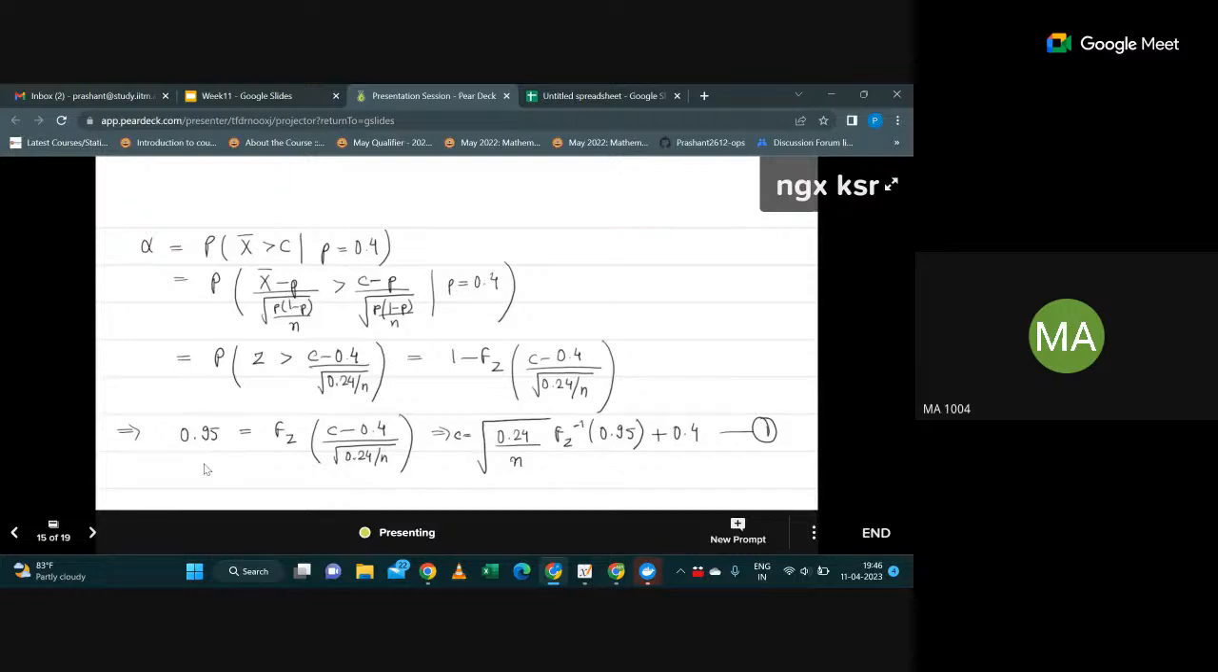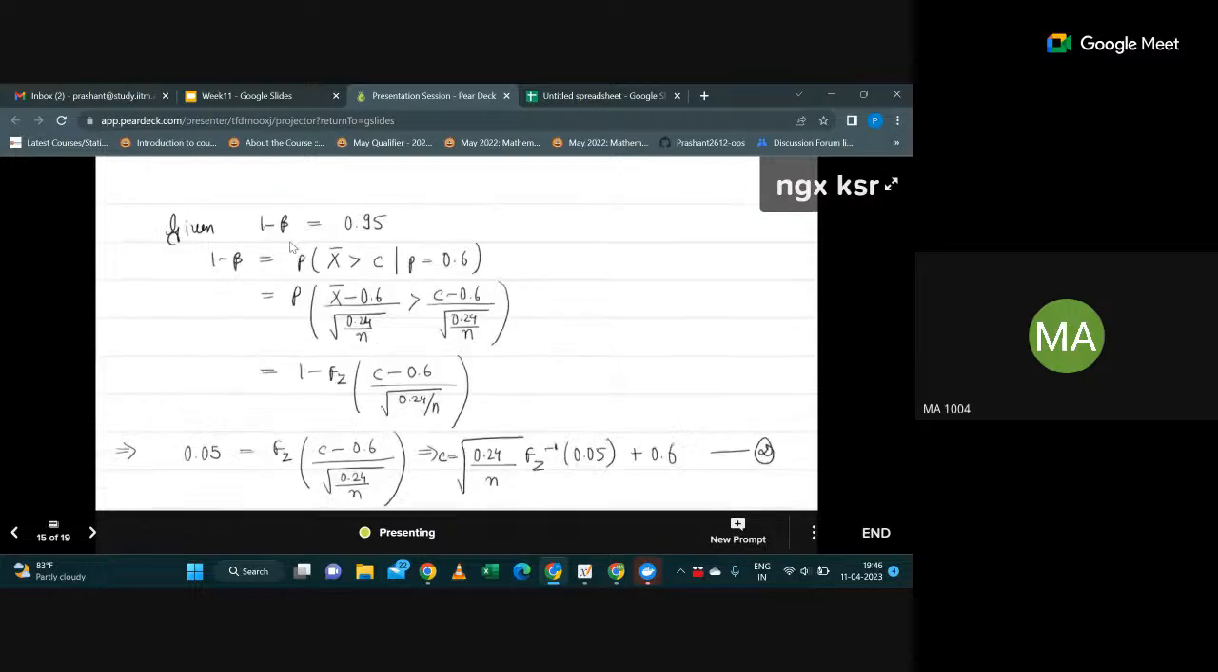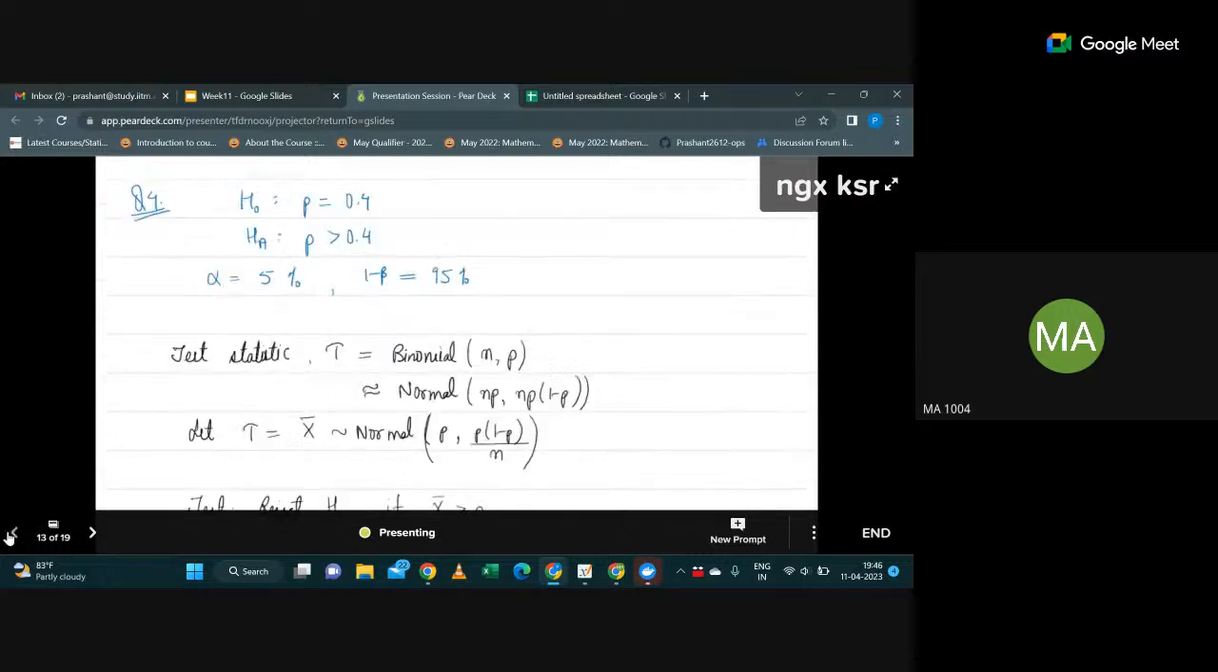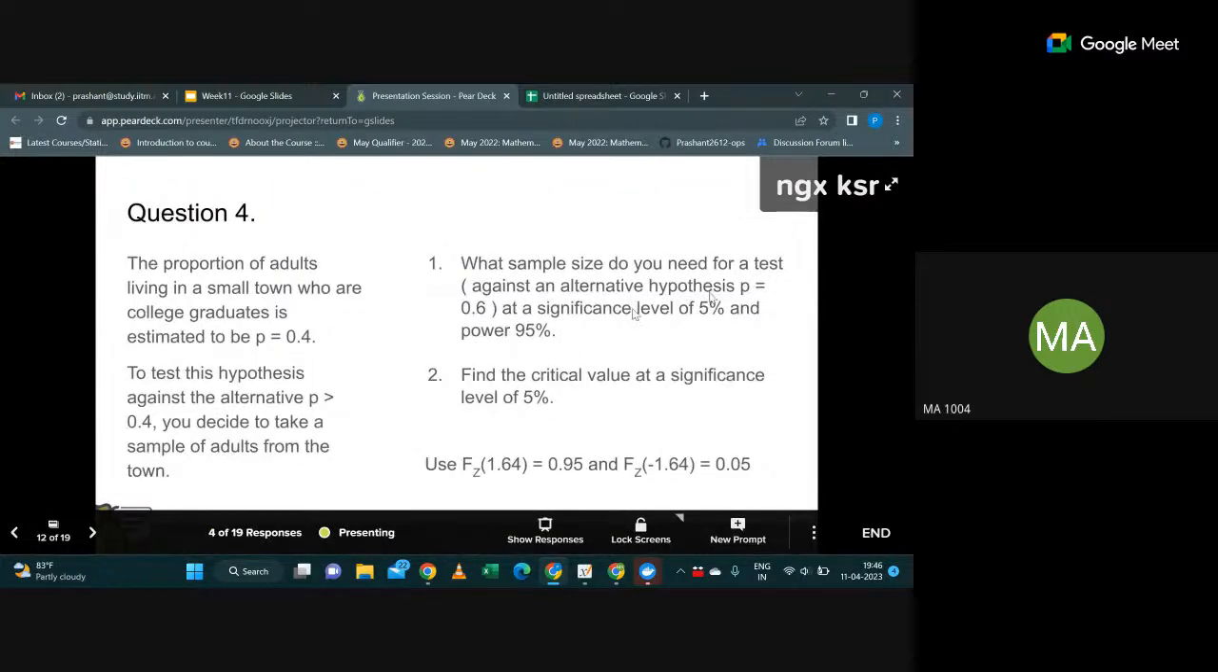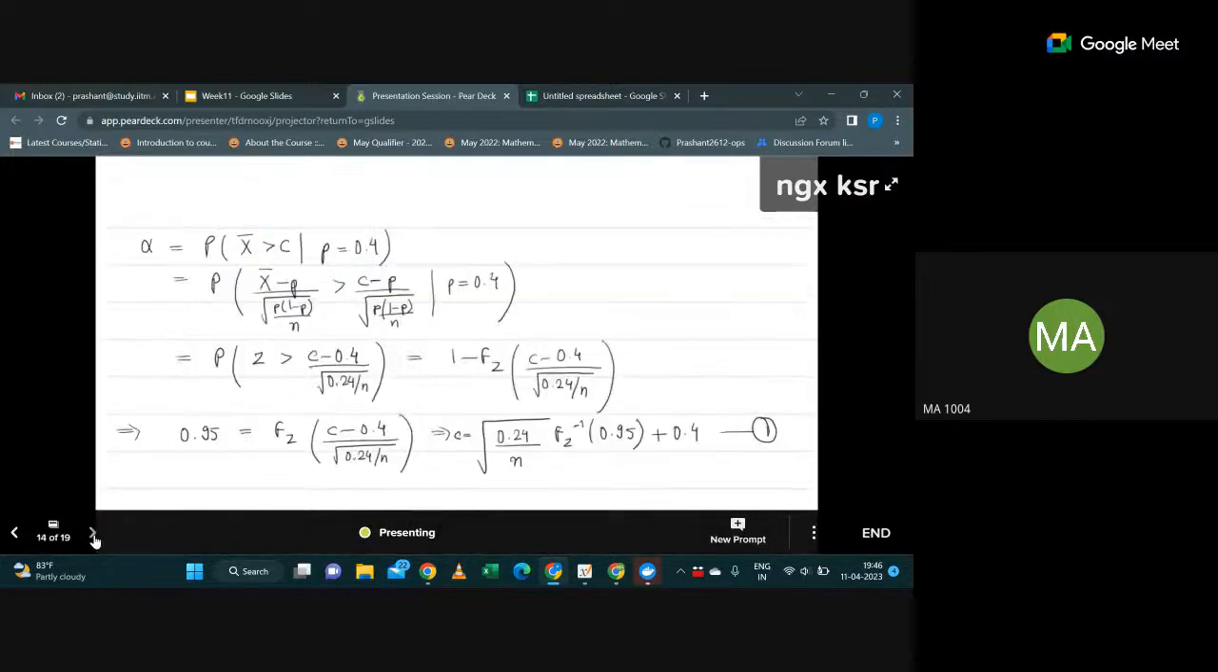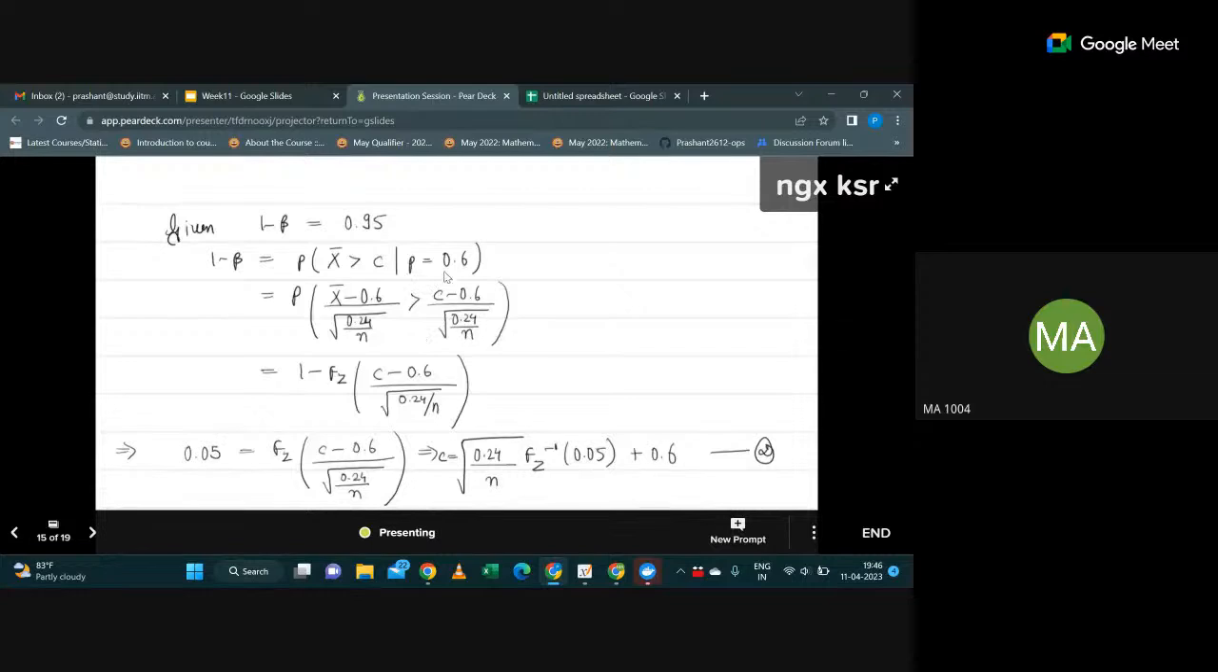Now, 1 minus beta is given as 0.95, right? And in the question, it says for the power of the test, we have to use the alternative hypothesis p equal to 0.6, correct? So we have to use the alternative, because what is the power? Probability of rejecting H0 when H1 is true. So H1 is true, for that I have to consider p is 0.6.